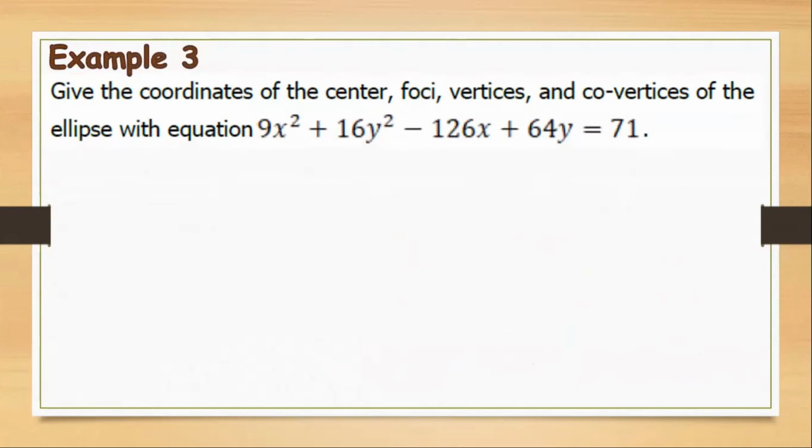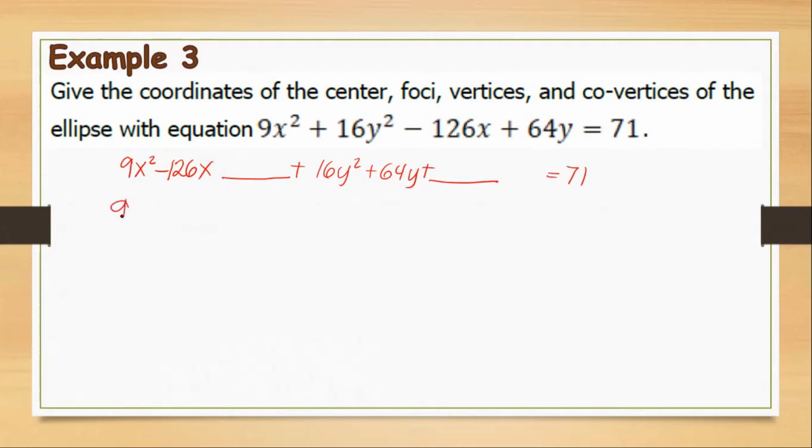And so, let's have our example 3. Okay, all we have to do is complete the squares for this. So we have 9x squared minus 126x blank plus 16y squared plus 64y blank equals 71. Okay, so we have to look for a number that we can add here. But first, it will be easier for us to do that when we divide this by 9, so we will deal with smaller numbers.